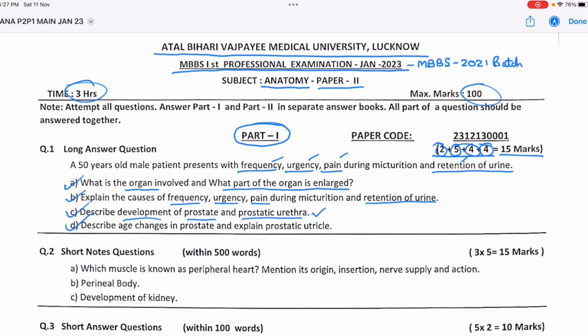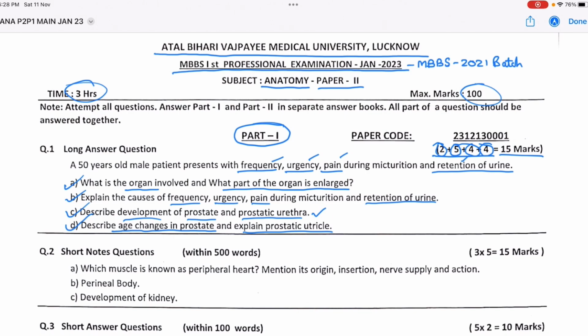Such changes beyond 50 years of life are called senile atrophy of the prostate, and they can also lead to benign hyperplasia of the prostate, or they might lead to carcinoma of the prostate. So those are the age related changes in the prostate, and then you'll have to explain the prostatic utricle. This is actually a male uterus or the male vagina, people say.